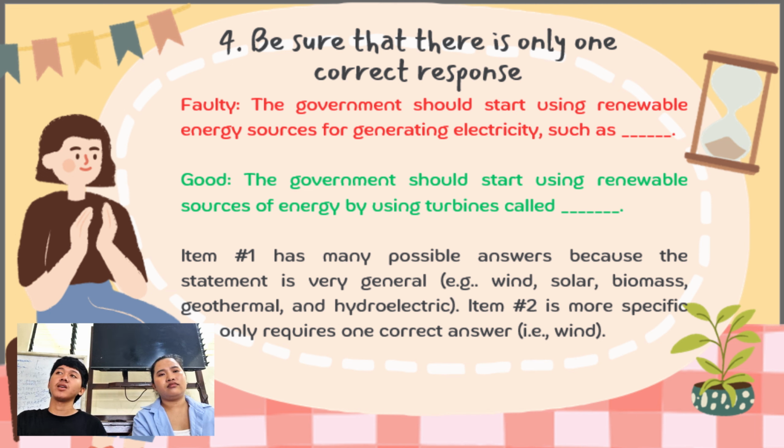So the statement number 1 has many possible answers like wind, solar, biomass, like hydroelectric because the statement is very general. And item number 2 is very specific, and we only require one correct answer.